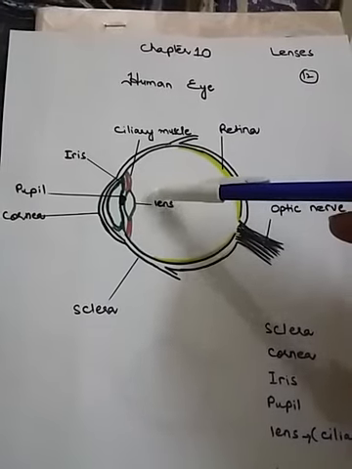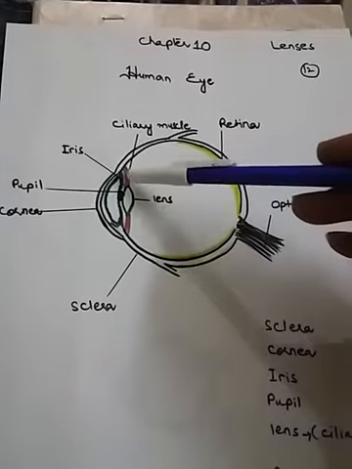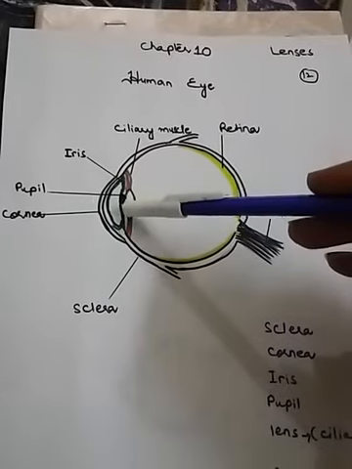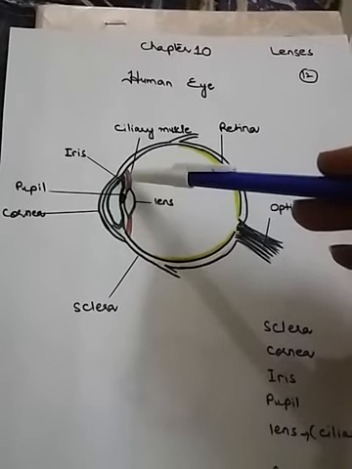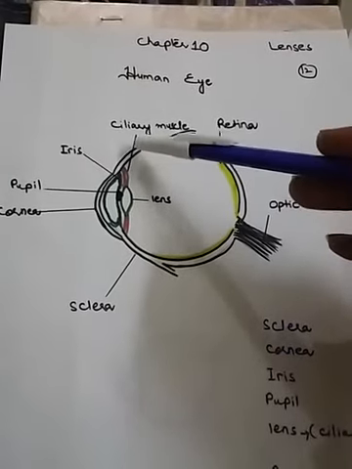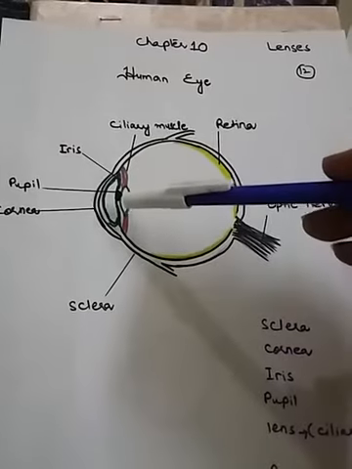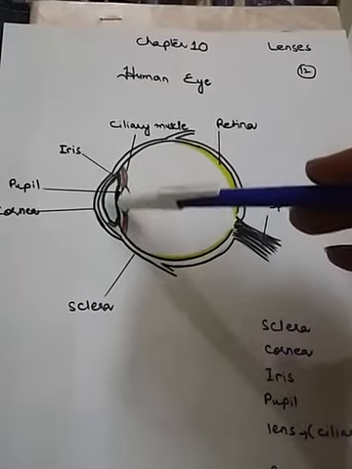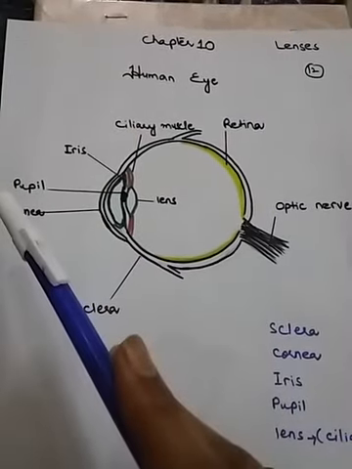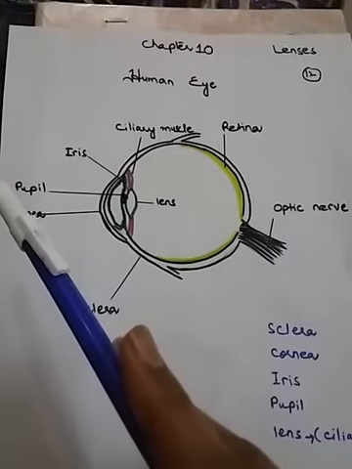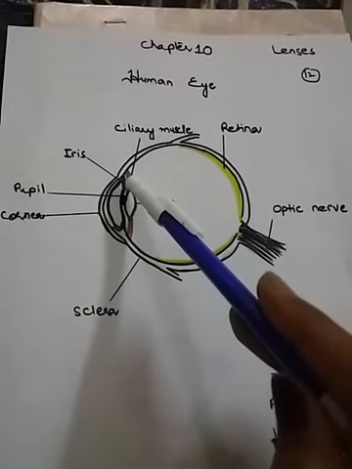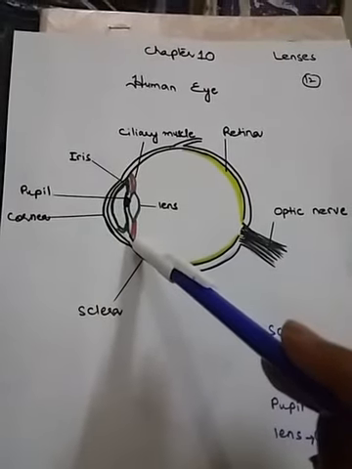This contraction and relaxation is done by these muscles, and these muscles are called ciliary muscles. The contraction and the relaxation in the lens is due to the ciliary muscles. Now how is this contraction and relaxation done? When the object is far from the eye, the light coming from the far object will enter the eye, and these ciliary muscles will relax.